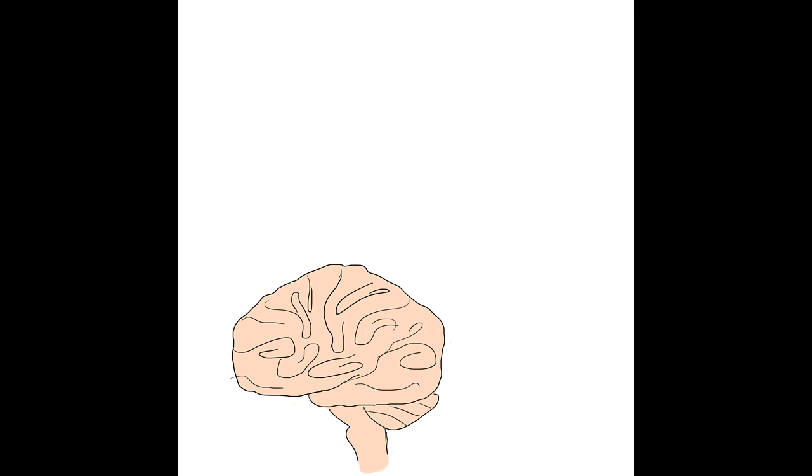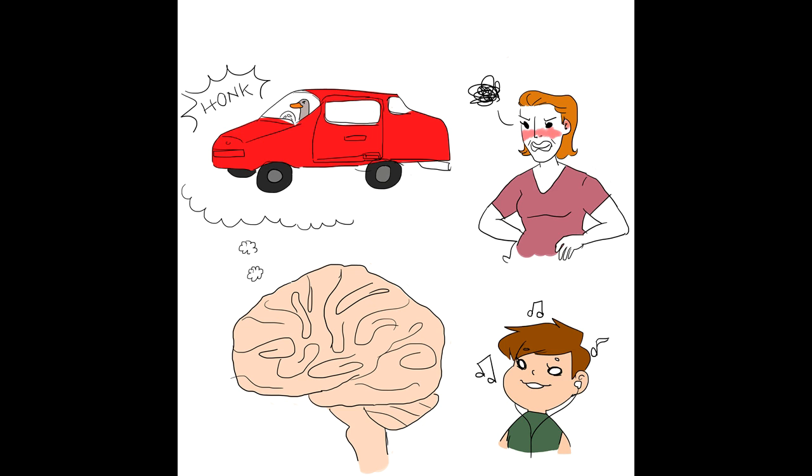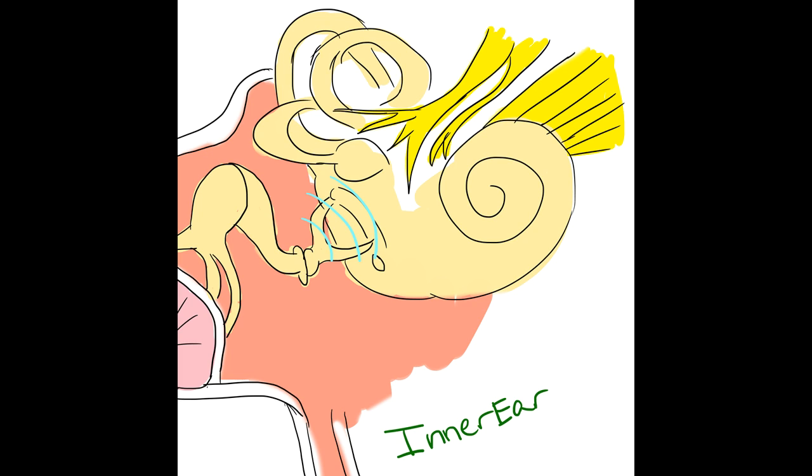The brain then interprets the messages into sounds, such as a car horn, or your mother scolding you, or even your favorite song. Since the endolymph of the cochlea is not easily compressed, the round window below the oval window provides an exit for the vibrations that enter the cochlea.